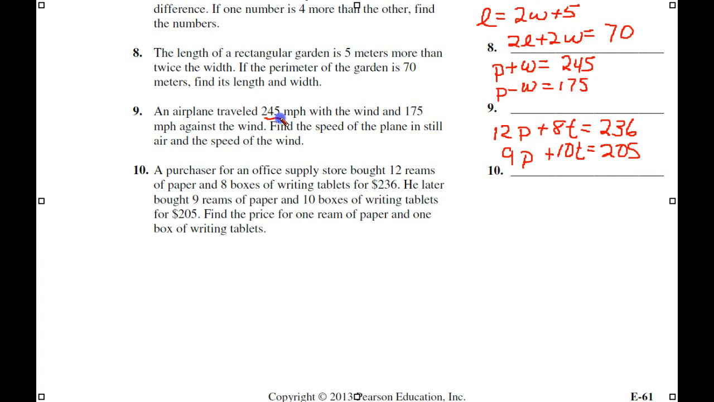With the wind, the rate of the plane plus the rate of the wind gives this miles per hour. The rate of the plane minus the wind, flying against it, gives you this. Now can you see here they're going to cancel out, and you're going to get 2p equals this sum, and again using elimination or addition for that, substitution for this one.